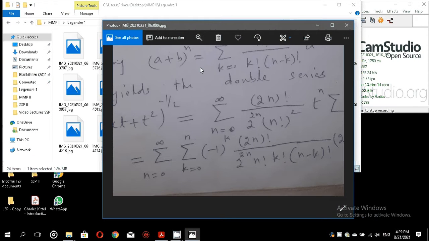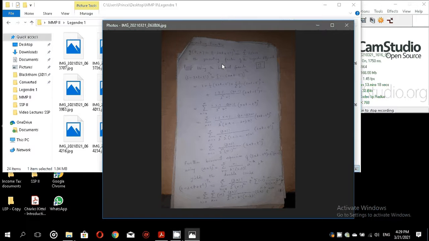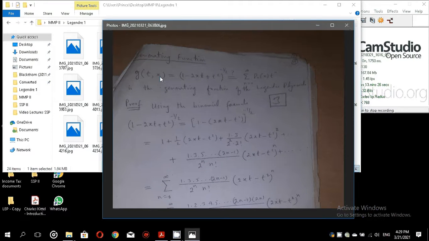So what we are doing on this page is deriving the generating function of the Legendre polynomial, and this is the generating function. Just like we had a generating function for Bessel's functions, now we have a generating function for Legendre polynomials, given by g of t and x equal to 1 minus 2xt plus t square power minus half, and we will show that this is equal to the summation of Pnx t power n. This is the generating function of the Legendre polynomial.